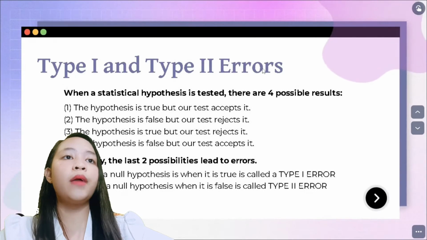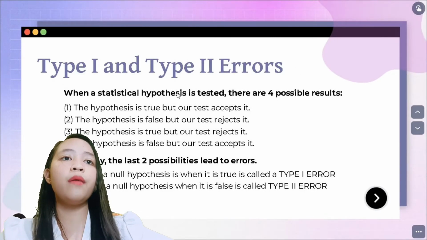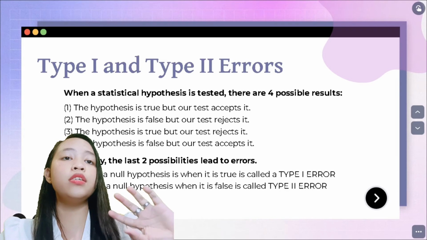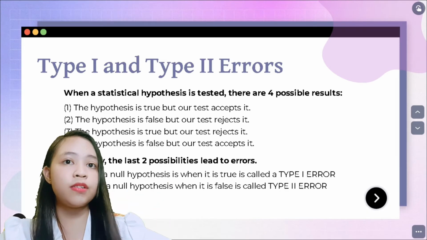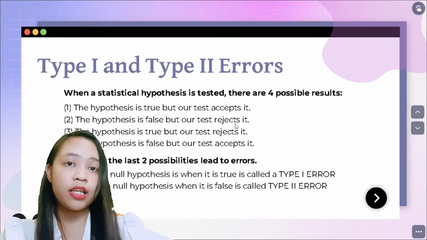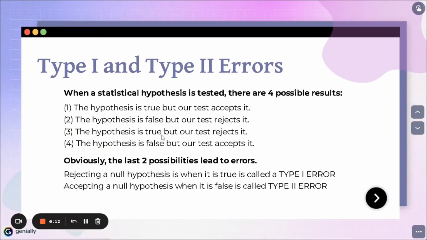Type 1 and Type 2 errors. When a statistical hypothesis is tested, there are 4 possible results. The first one is the hypothesis is true and our test accepts it. Second, the hypothesis is false and our test rejects it. Third, the hypothesis is true but our test rejects it. And lastly, the fourth one, the hypothesis is false but our test accepts it.